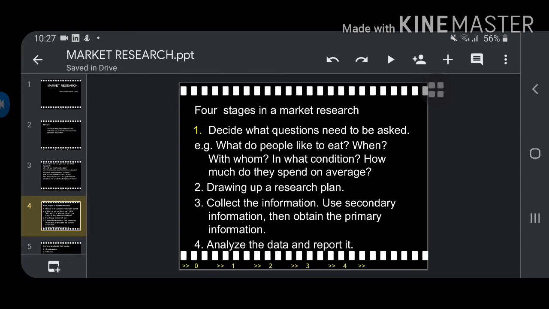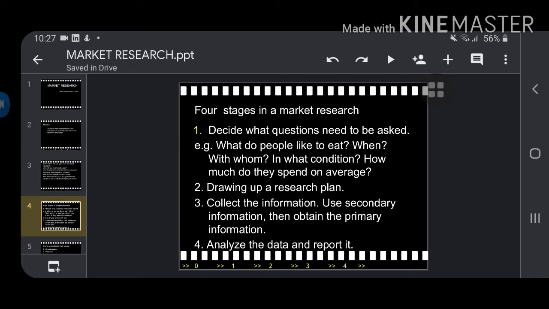Secondary information means the information that you gain from another person or another company or another party who have done similar market research. Maybe they have published their results on the internet, and then you can also learn from that, but that is not your primary. That is called your secondary information, because you are not the one who did that. It's other people who did that. But of course, in addition to that, you have to obtain your primary information.